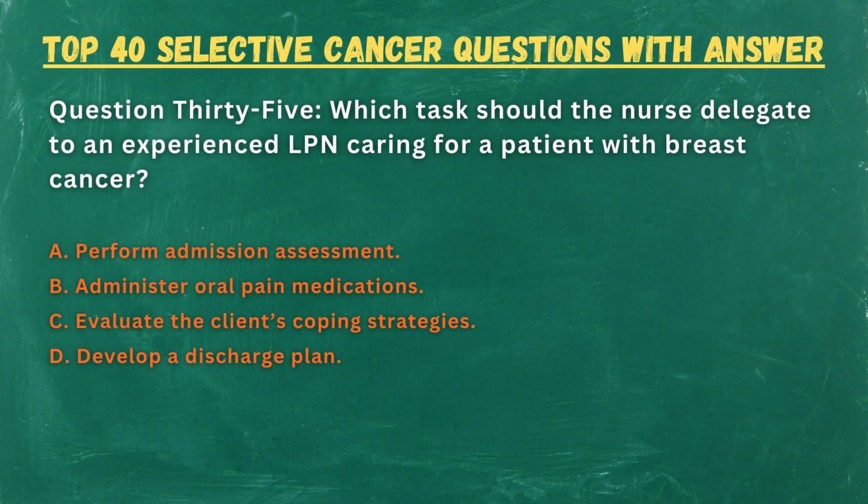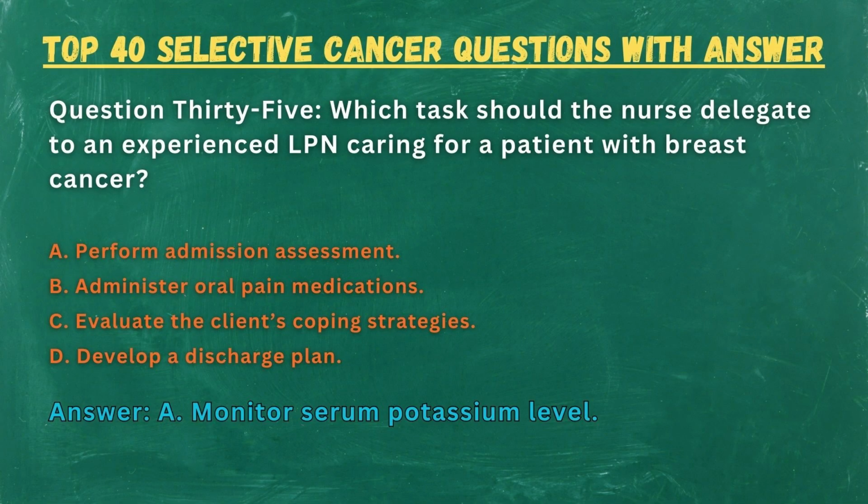Question 35. Which task should the nurse delegate to an experienced LPN caring for a patient with breast cancer? A. Perform admission assessment. B. Administer oral pain medications. C. Evaluate the client's coping strategies. D. Develop a discharge plan. Answer: B. Administer oral pain medications.